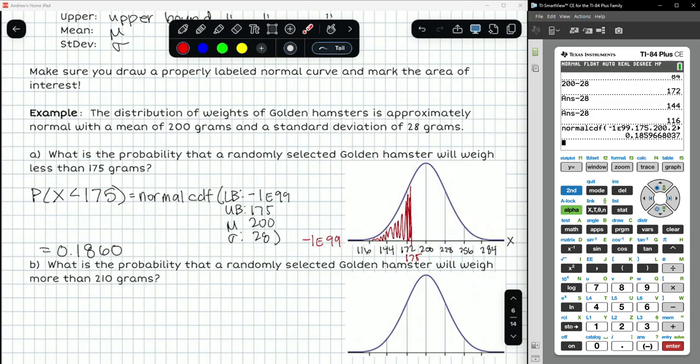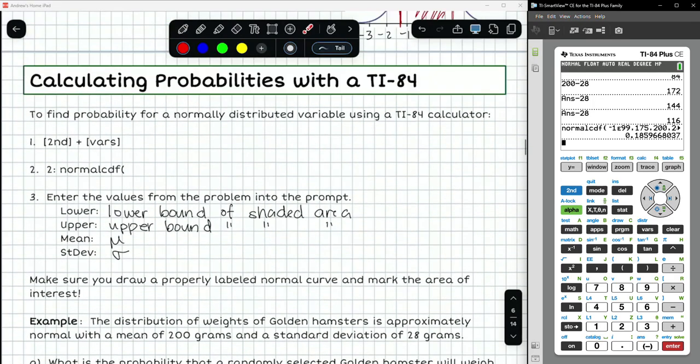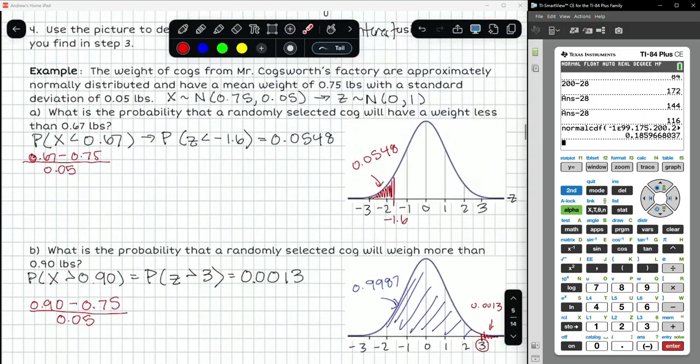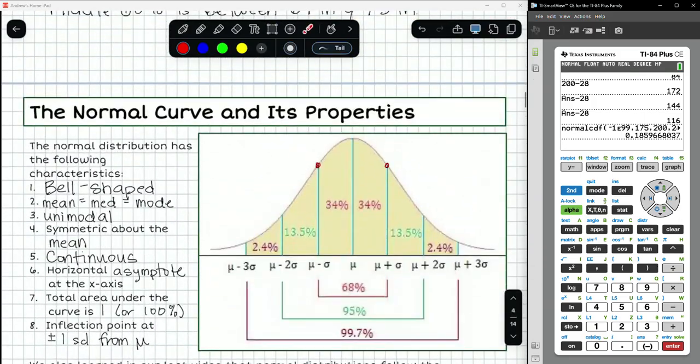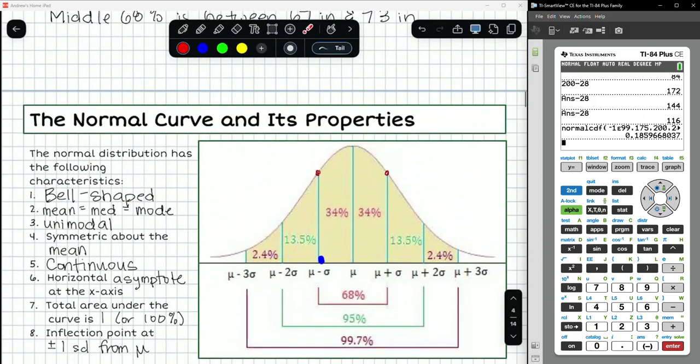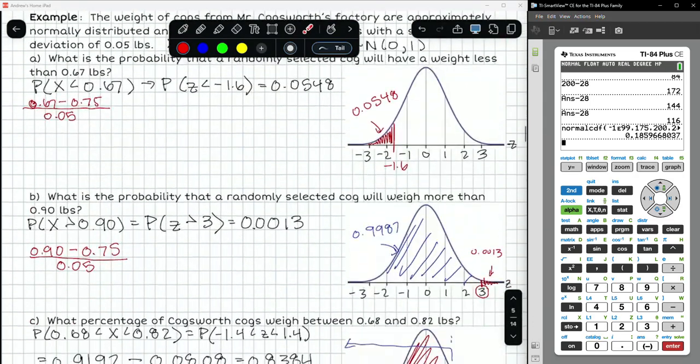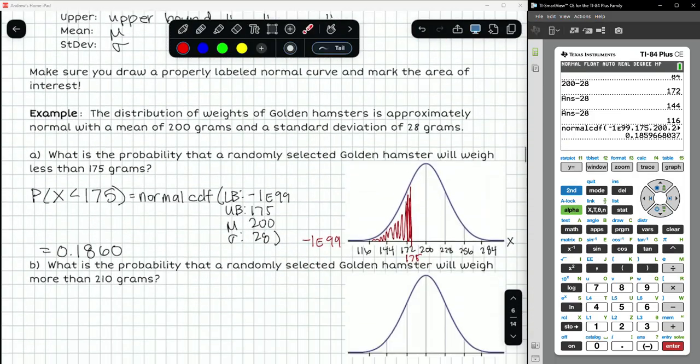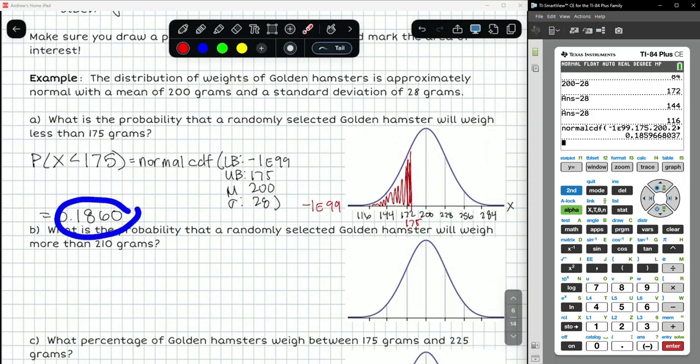I want to double check and make sure that makes sense. So I'm going to scroll up a little bit. I know I'm sitting right about here, just inside of 1 standard deviation, and I've got 13 plus 2.4 plus a little bit less than 1, which is going to put me at about 18%. So that value that I just found is totally reasonable with what we know about the empirical rule.